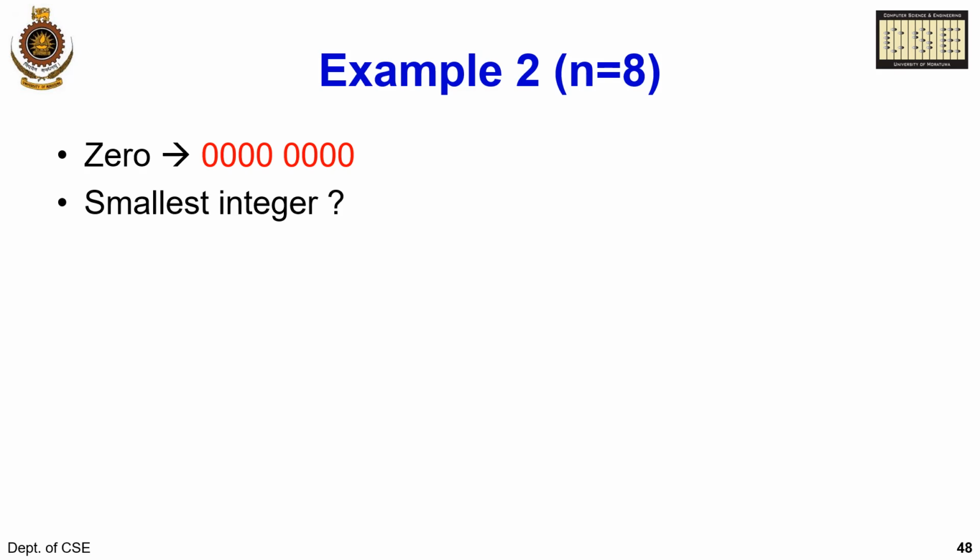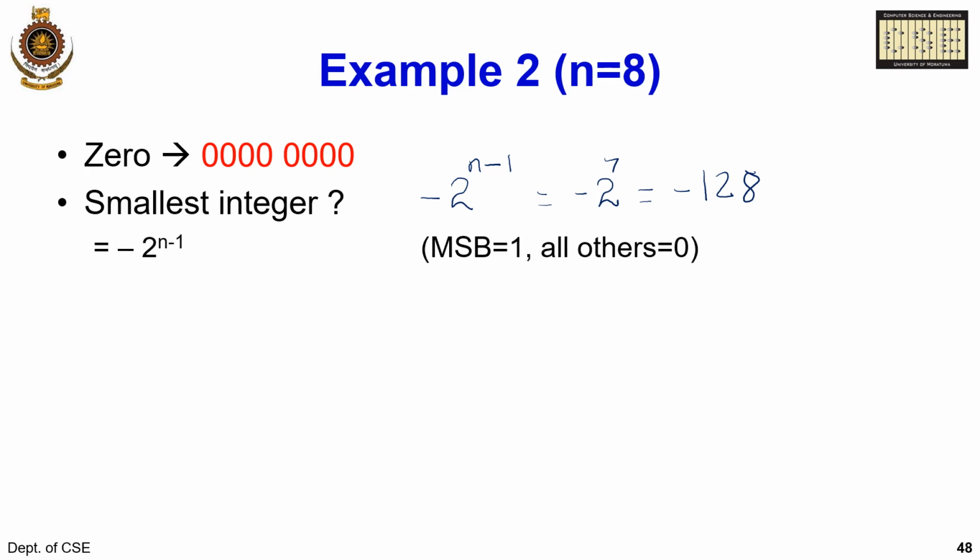the smallest integer we will get uses the most significant bit, which has a positional value of minus 2 to the power n minus 1. So n is 8, n minus 1 is 7, so this is minus 2 to the power 7, which is minus 128, right? That should be clear. Everything else is 0, only the most significant bit is 1. Okay, there you go.